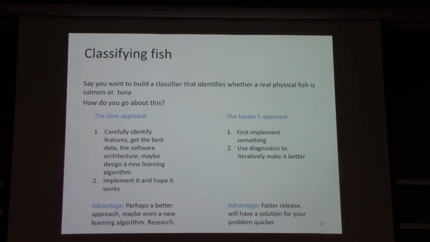Another way is the hacker's approach. You do a quick and dirty implementation, you implement something using some data that you could find, and then you use all these diagnostic ideas that I just spoke about to decide whether you should go out, get more data, better features, fewer features, or anything, and you iterate. And the advantage of this is that it leads to faster release, and you can have a somewhat okay solution much faster. You might not end up discovering something new, but you'll have a system that works. Not surprisingly, the first approach works more often in academia. This one is more common in the industry.